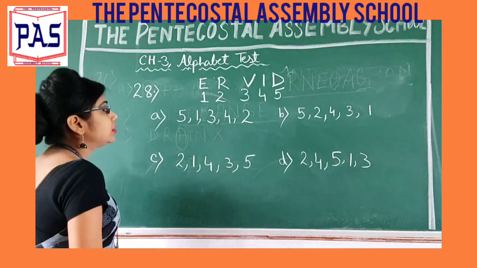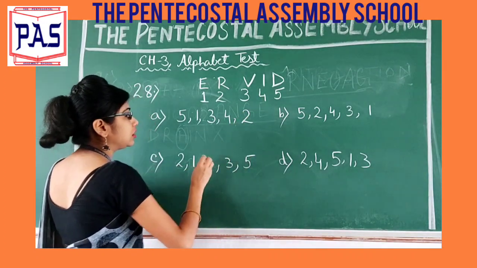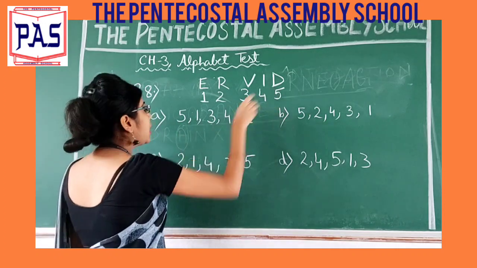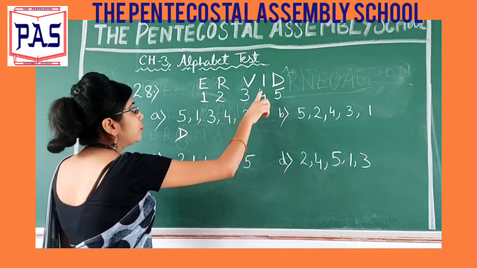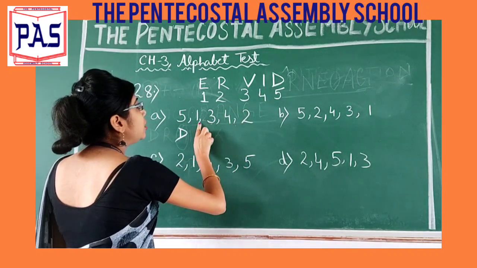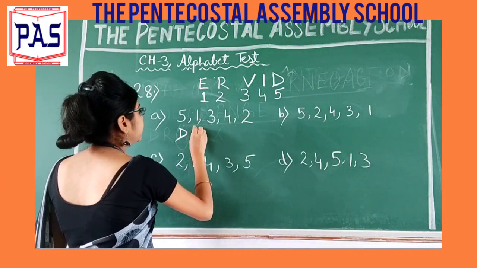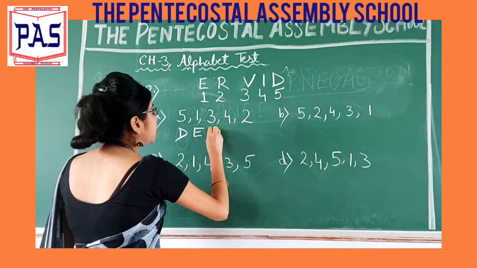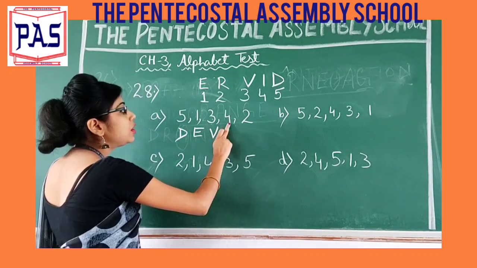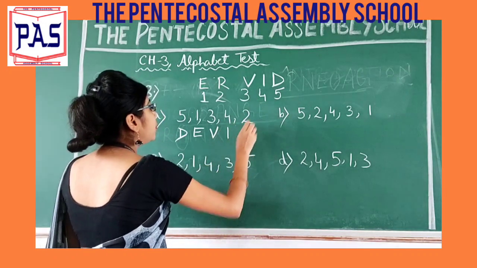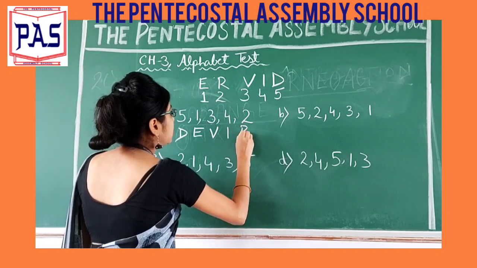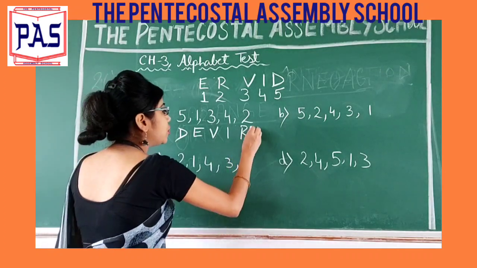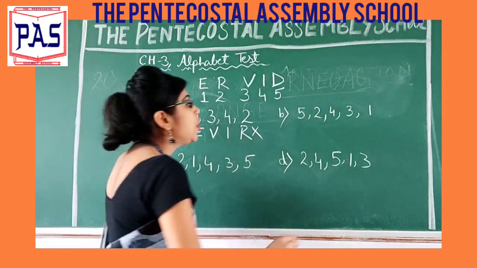So let's put all the letters according to the numbers. On 5 we have letter D. On number 1 we have letter E. Number 3 we have letter V, and on 4 we have letter I, and on 2 we have letter R. Devil. No, devil is not a meaningful word, children. So it is not correct. Option A is wrong.